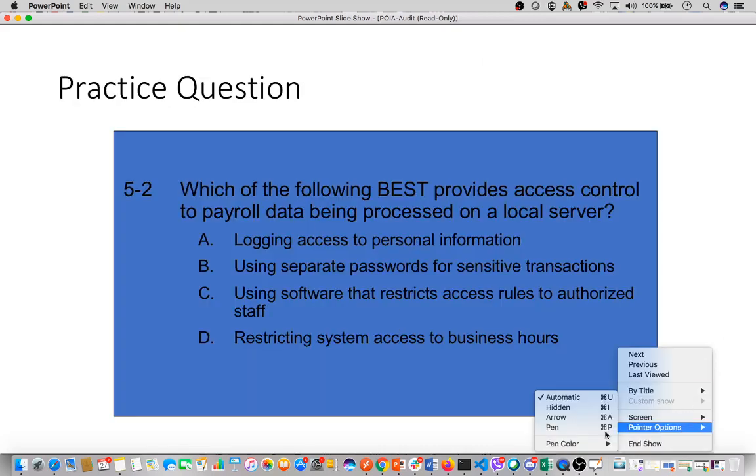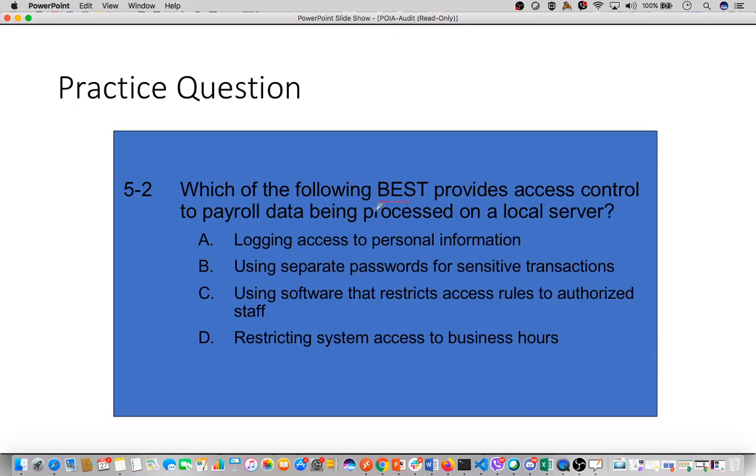Now we'll discuss a question. Which of the following best provides access control to payroll data being processed on a local server? You have a server with employee payroll information. What is the best access control mechanism? Logging access to personal information is basically accounting, so not access control per se. Using a separate password for sensitive transactions is also something you can do. Using software that restricts access rules to authorized staff is an advanced setting that you can try out.